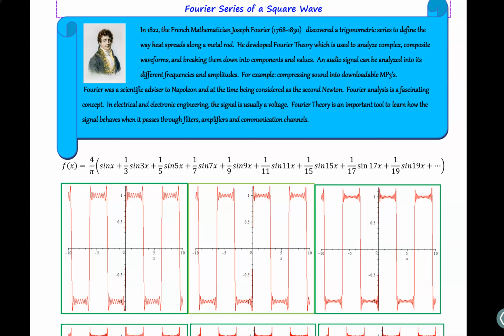Hello everyone. In this video, we will discuss the Fourier series of a square wave. Joseph Fourier was a French mathematician. He stated that all waveforms consist of the sum of sine or cosine functions, or we call it the sum of all sinusoids. It seems odd that a straight line is the sum of all the trigonometric functions, in this case sine and cosine, but it was proven to be true.